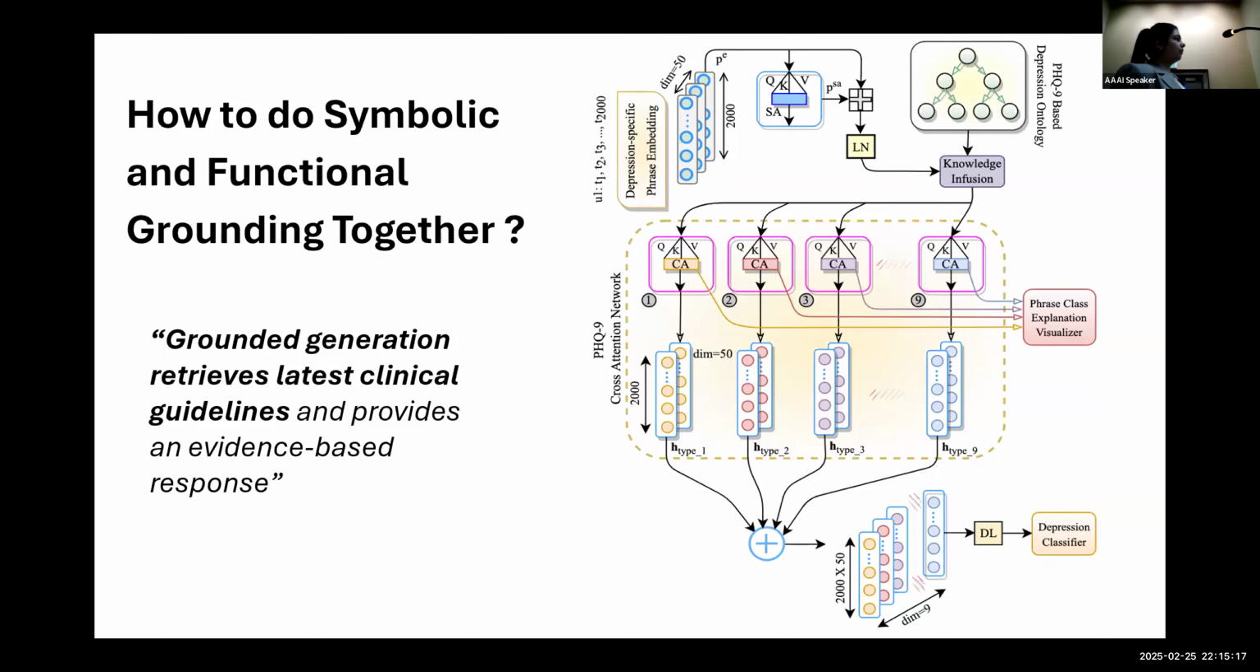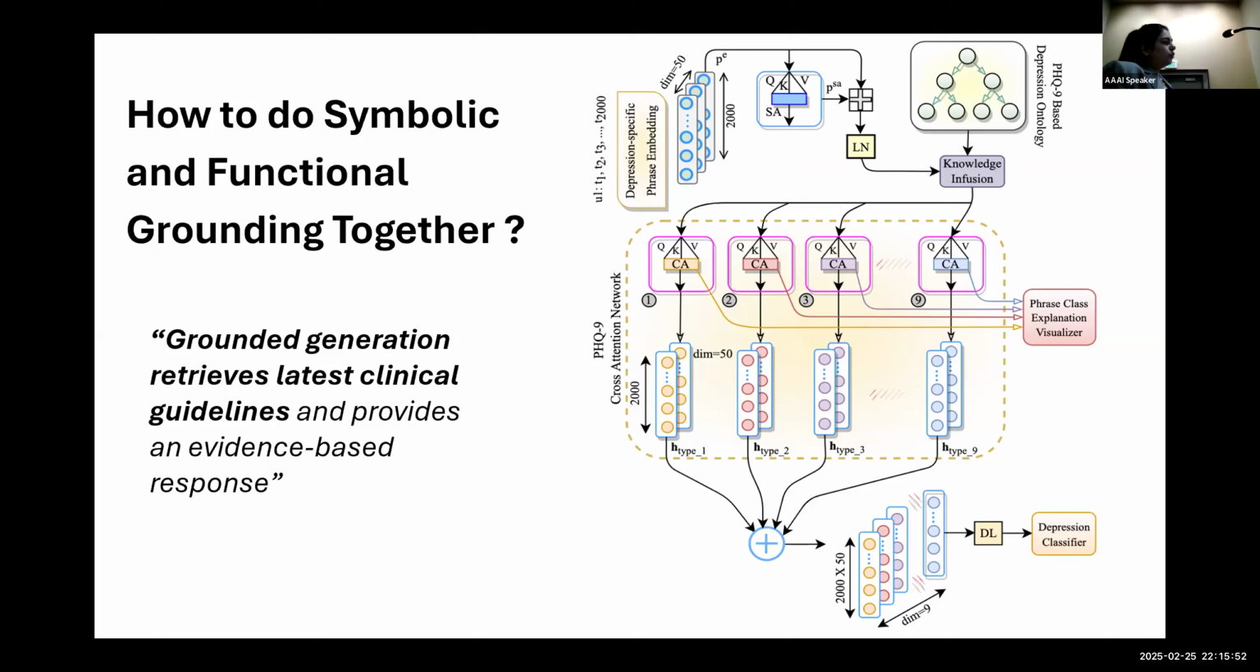But how do we do this symbolic and functional grounding together? We start with a depression-specific phrase embedding, and for the knowledge infusion, we combine it with the ontology and embeddings together. For each of the 9 questions, we have separate attention layers and embeddings. We concatenate those attention layers and embeddings together to predict a depression classifier.